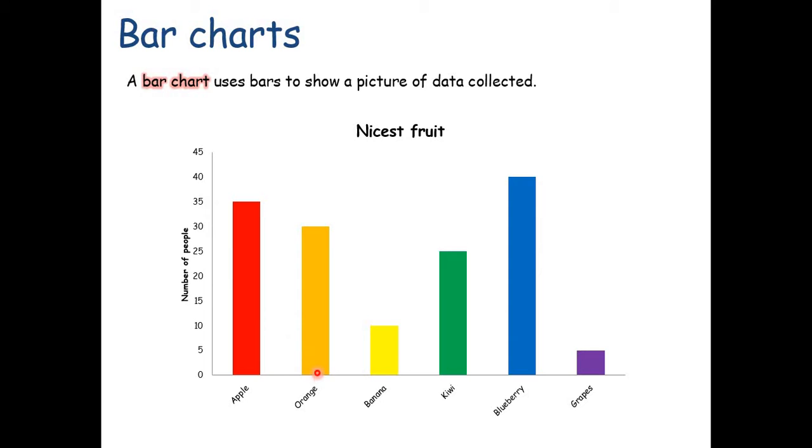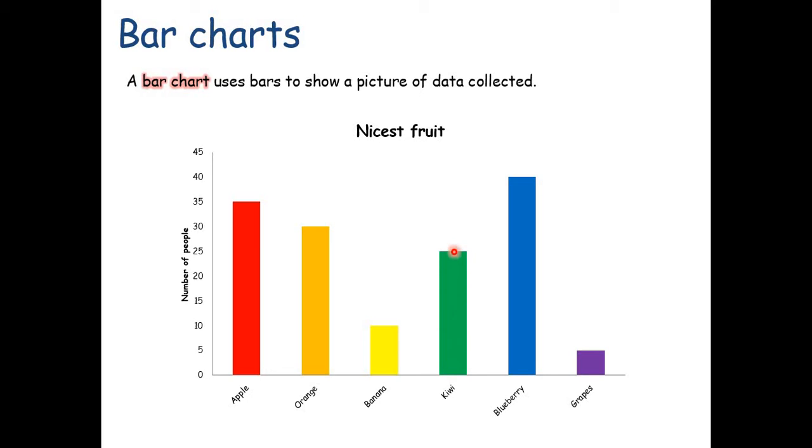The orange, we follow the bar up to the top and then we draw a line across. Now, if you've got something straight, like the edge of a piece of paper or a ruler, they can really help you with using bar charts because you can draw a straight line from the number to see where the top of the bar is. Now, the banana bar is a lot lower, and you can see if we slide across, that's about 10 people I think the banana is the nicest fruit.